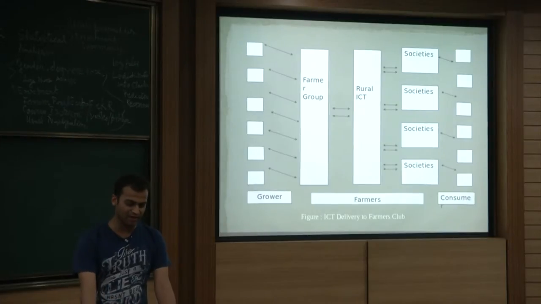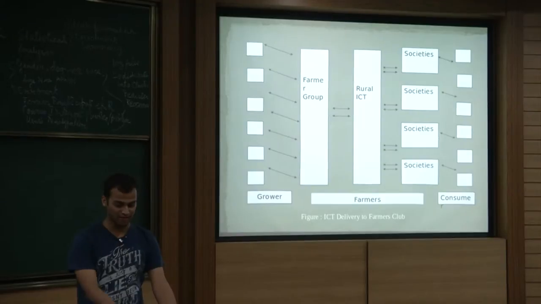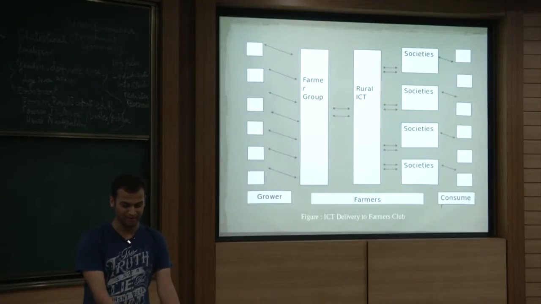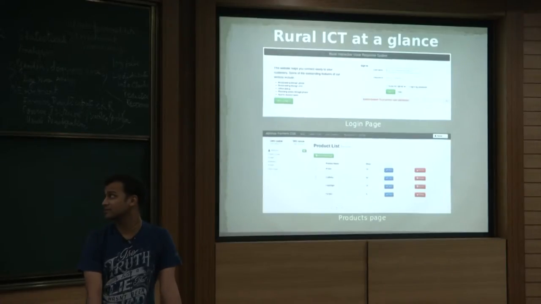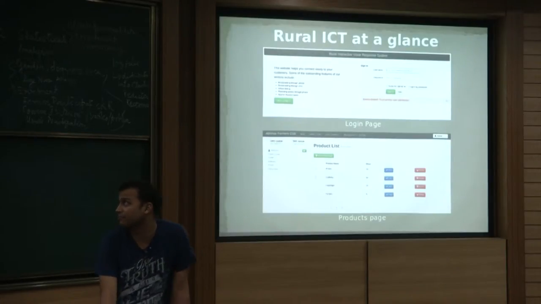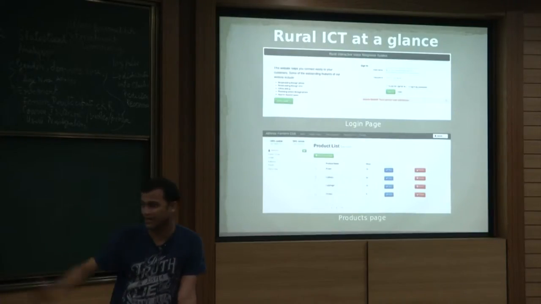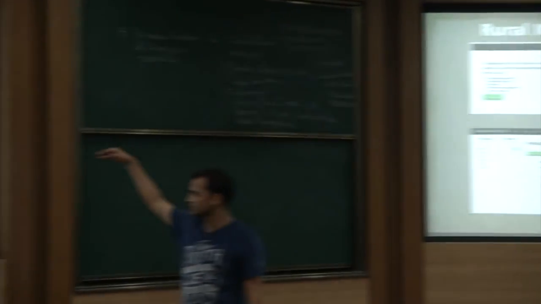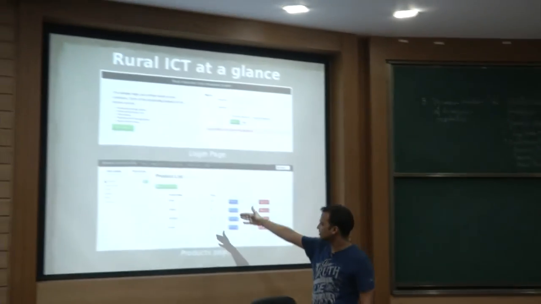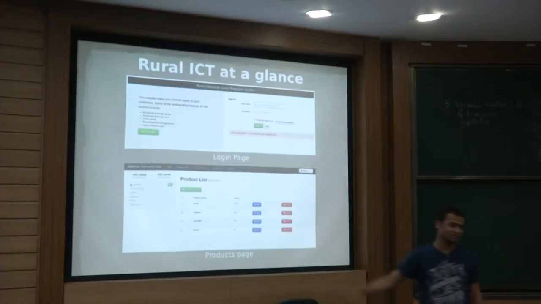So this is a block diagram which explains how the rural ICT system will help the farmer group connect to societies, farmers and customers. Right. So this is the website which we are creating, Rural Interactive Voice Response System, it shows. And we have just begun the system where a user can log in and these are different products. Different products are there where the prices are listed and can be changed whenever it is required.